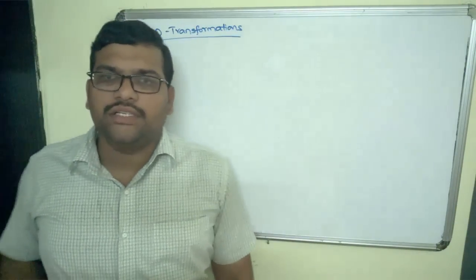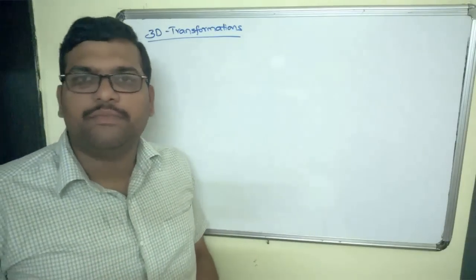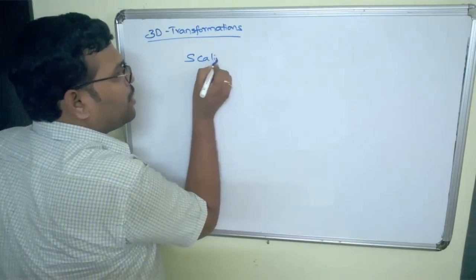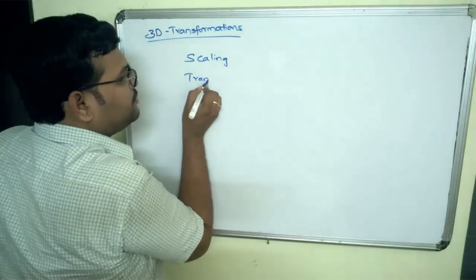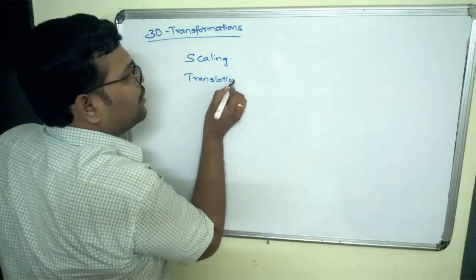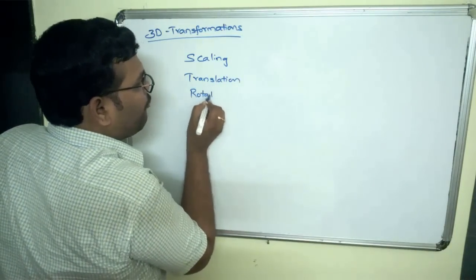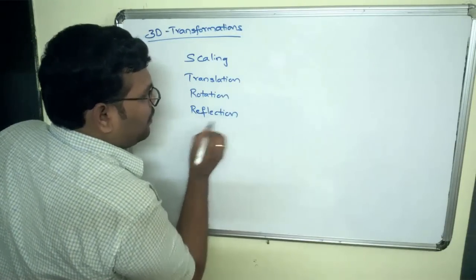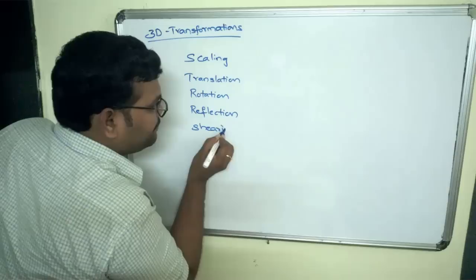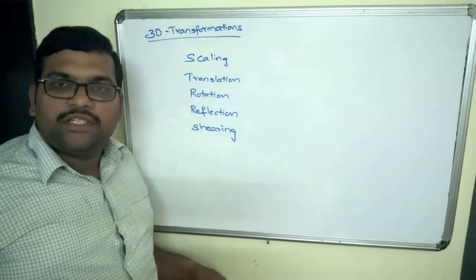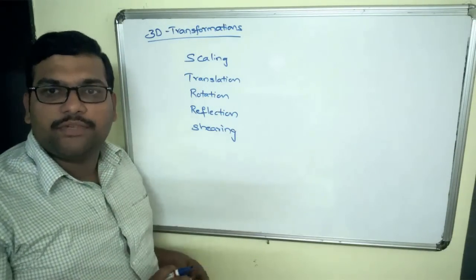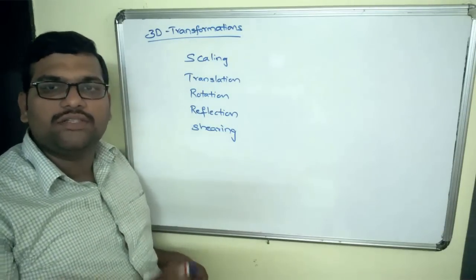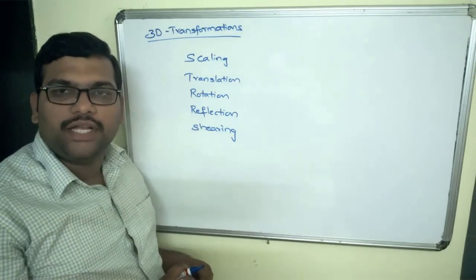In our previous sessions we have seen the two-dimensional transformation functions. Those are scaling, translation, rotation, reflection, shearing. In the two-dimensional transformations we have seen all these 5 transformation techniques, and similarly the three-dimensional transformations also consist of these 5 transformation techniques.